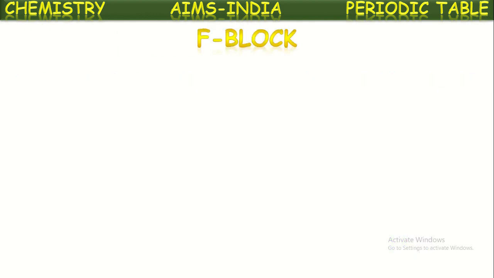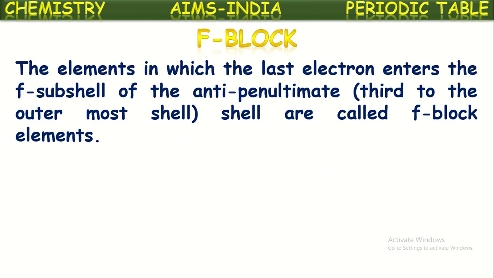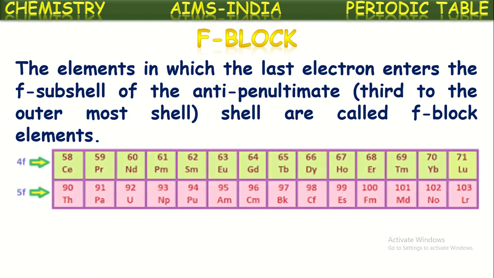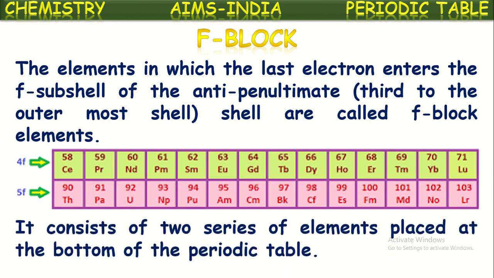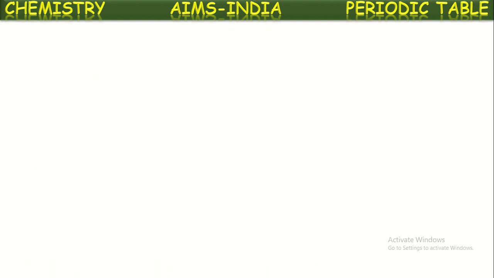Next, f block elements. For these, the differentiating electron is present in the f subshell of the anti-penultimate shell. Anti-penultimate means the shell last but two. So the two horizontal rows which are written separately at the bottom of the periodic table are considered as f block elements. These are placed at the bottom of the periodic table.